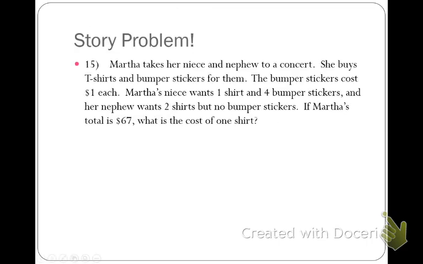Story problem. Martha takes her niece and nephew to a concert. She buys T-shirts and bumper stickers for them. The bumper stickers cost $1 each. Martha's niece wants 1 shirt and 4 bumper stickers, and her nephew wants 2 shirts but no bumper stickers. If Martha's total is $67, what is the cost of 1 shirt? And so there are ways to have different situations modeled by an equation that's a little bit more complicated than our 1 and 2 step equations that we've been doing before.